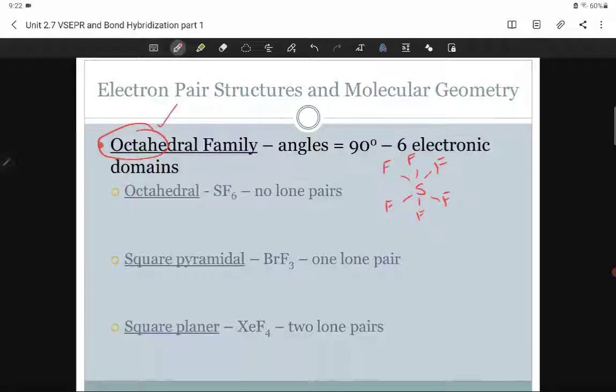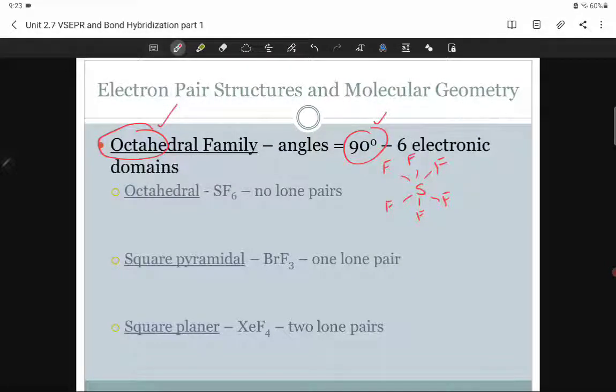And if they're all bonded, then you got perfect 90s. And then as you have fewer domains that are bonded and more that are unbonded, lone pairs, then those angles are going to get a little bit less than 90, typically.